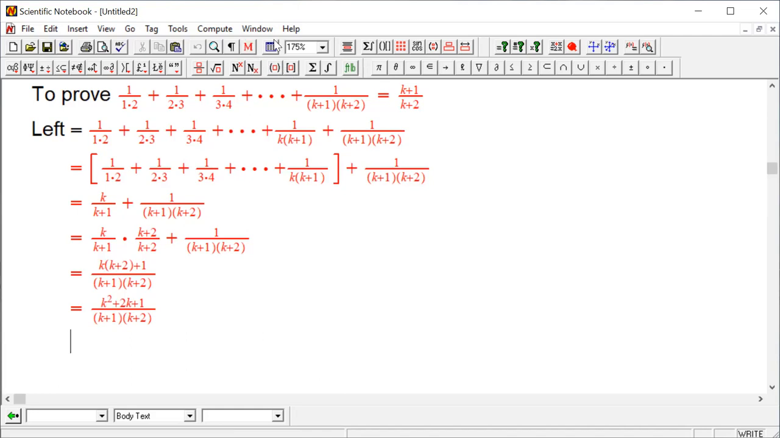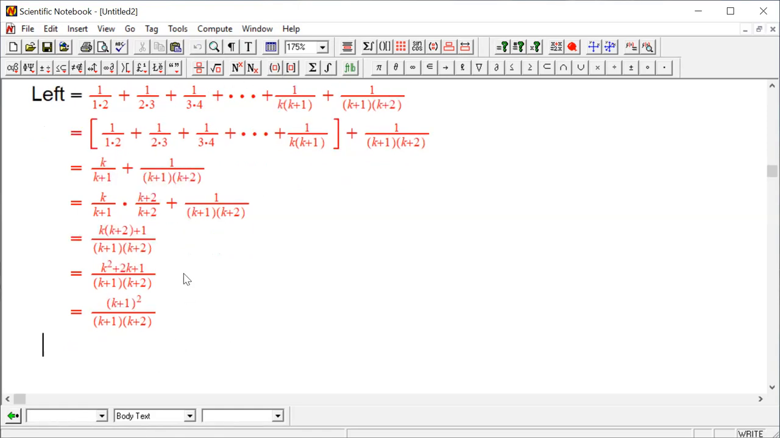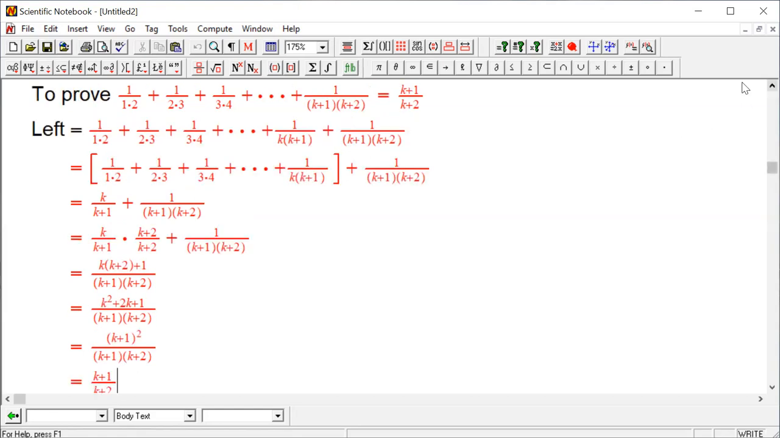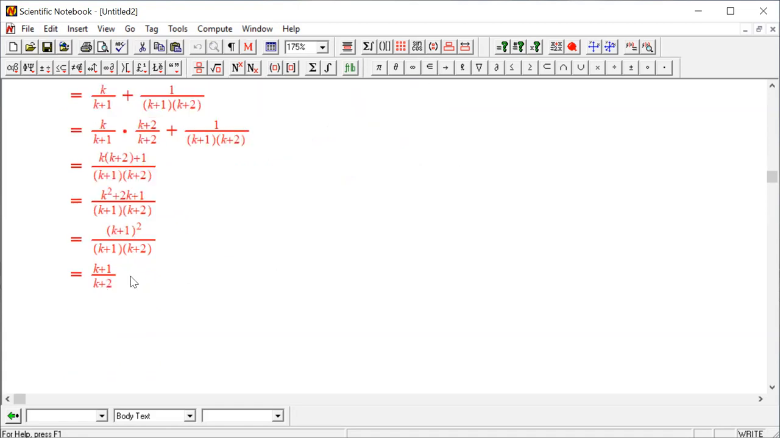Now we got the next one. Factor the top. When we factor the top, it's a perfect square right now, so we got K plus 1 squared. Now reducing the K plus 1 on top and the K plus 1 on the bottom, we will get K plus 1 over K plus 2. And we got the right-hand side in the to-be-proved part. So we proved it.